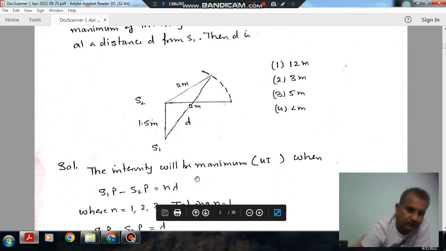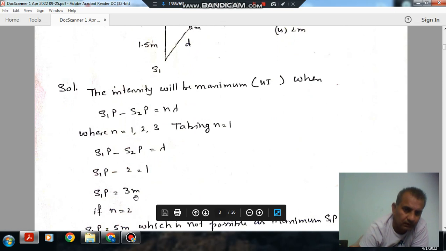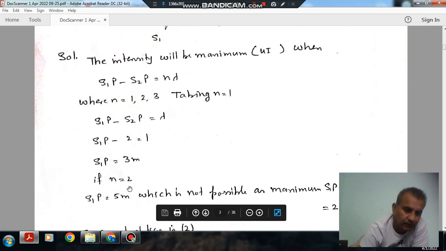The intensity will be maximum, that is 4I, when the condition S1P minus S2P is equal to n lambda is satisfied, where n is 1, 2, 3 and so on. Taking n equal to 1 and S2P as 2 meter, S1P is 3 meter. If n is 2, keeping S2P the same, S1P will be 5 meter, which is not possible.